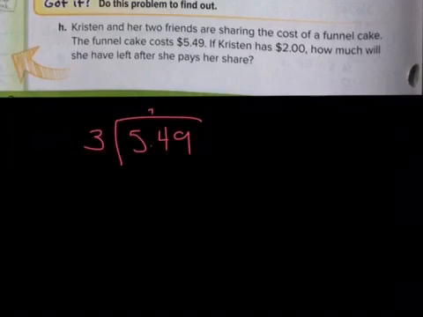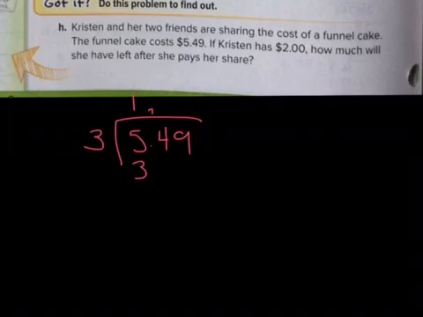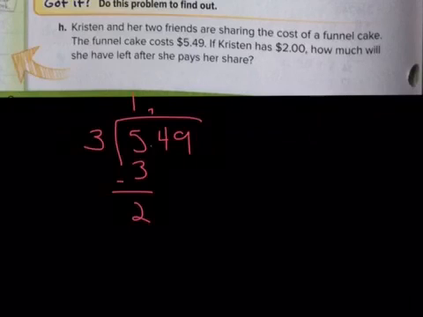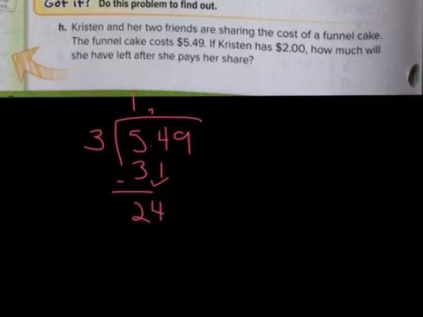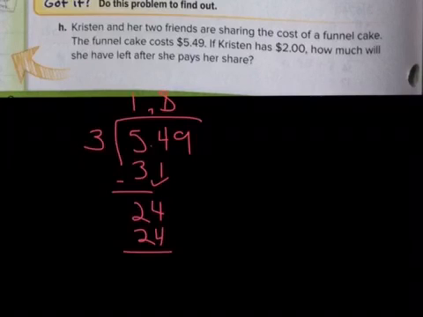Let's put our decimal where it goes. 3 into 5, only 1. We subtract, so we have 2. We bring down the 4. 3 into 24 is 8, and that gives us our 24. And we bring down the 9. 3 into 9 is 3, and that equals 0 at the end. So we have $1.83 is what each friend is going to pay.